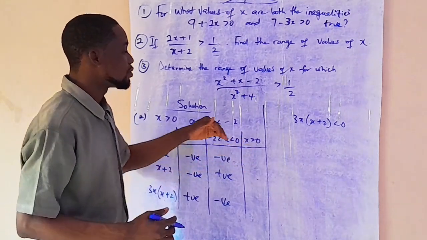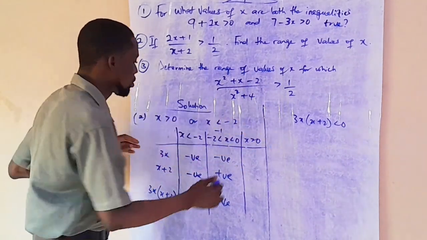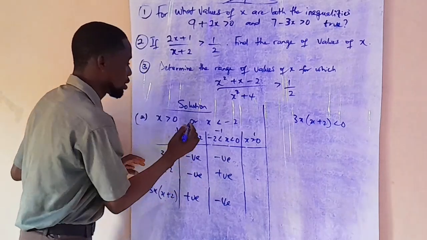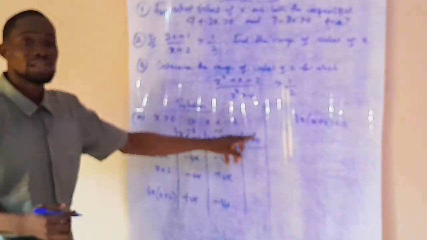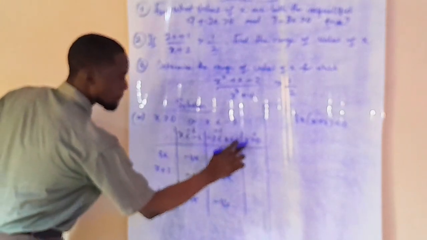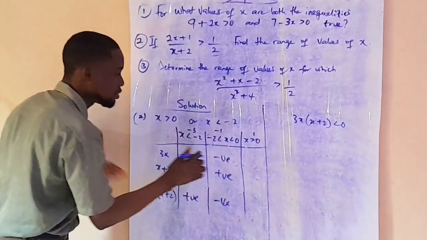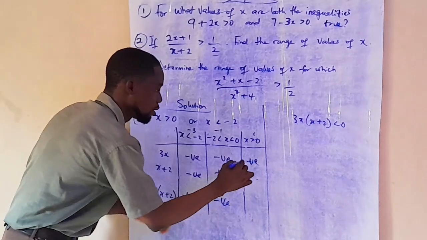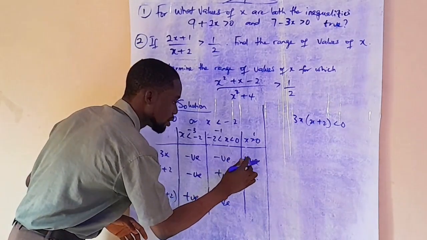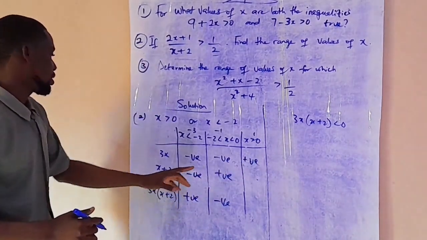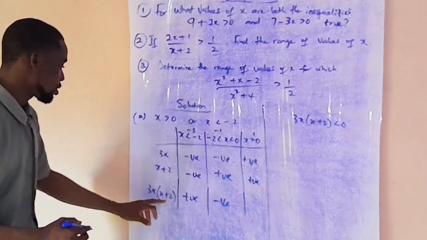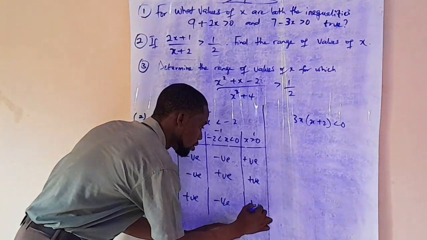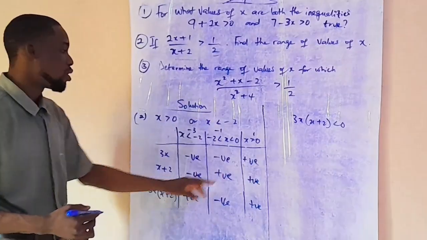I will test with the very first value after 0, which is 1. So testing with 1, when x is 1, this is positive. When x is 1, this is positive. You can check it to know. Positive times positive is positive.